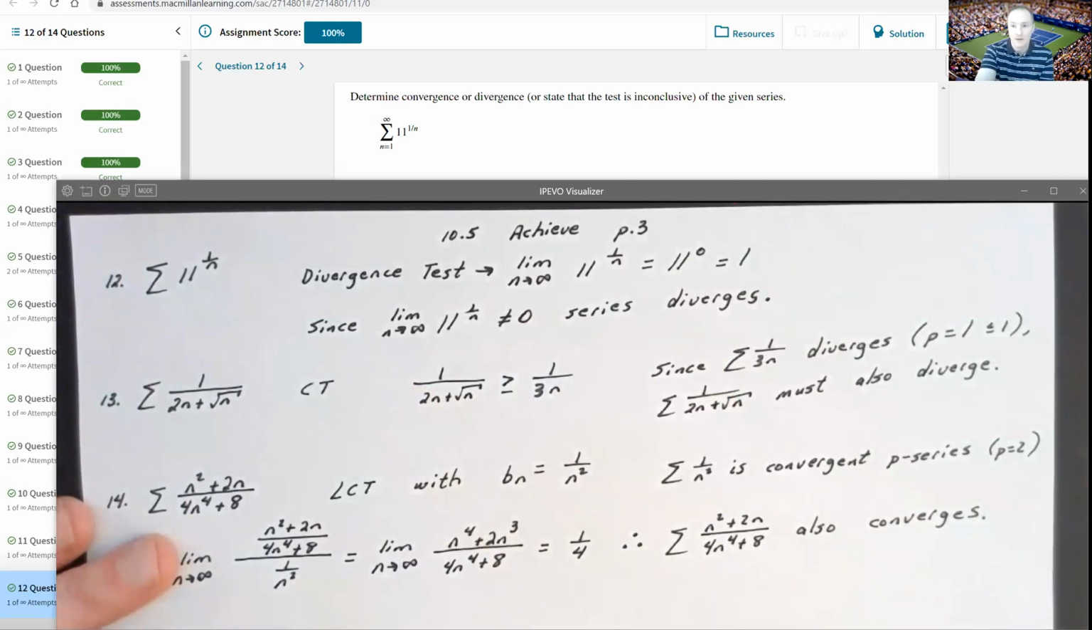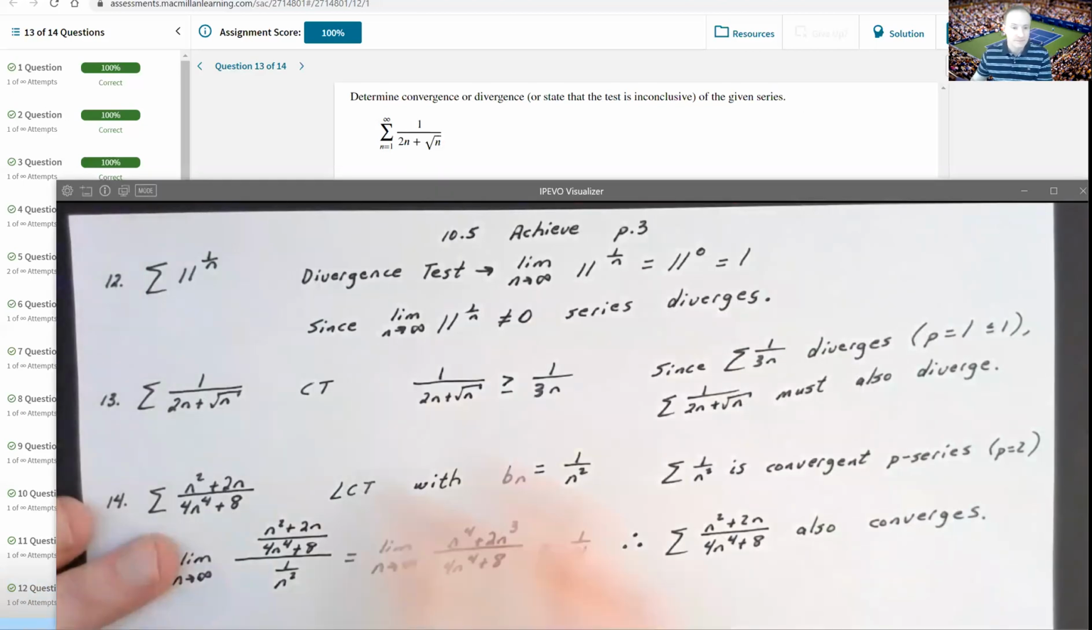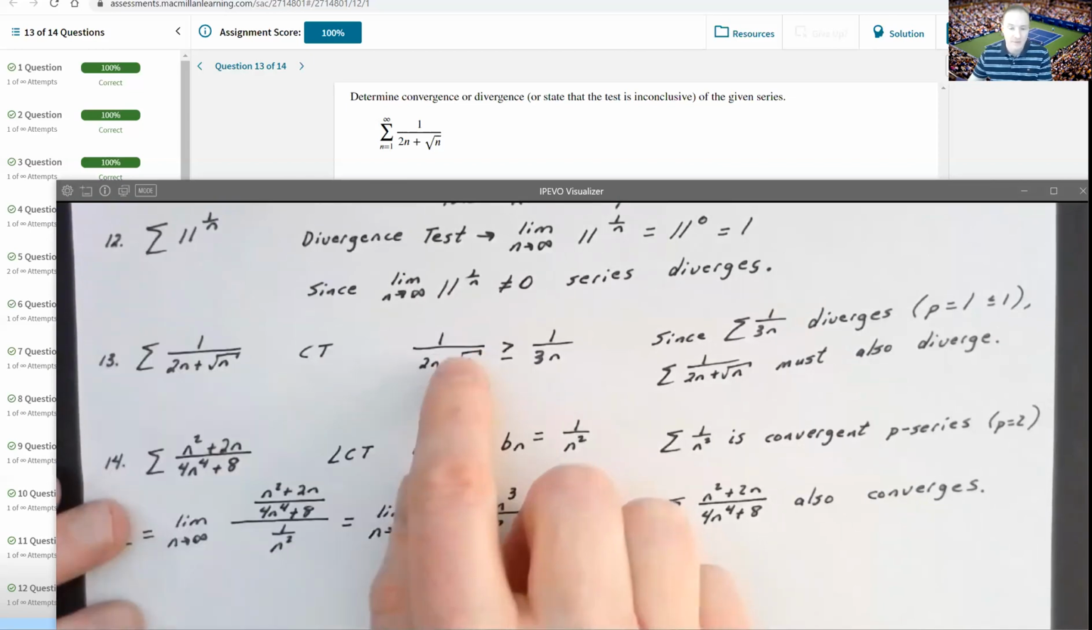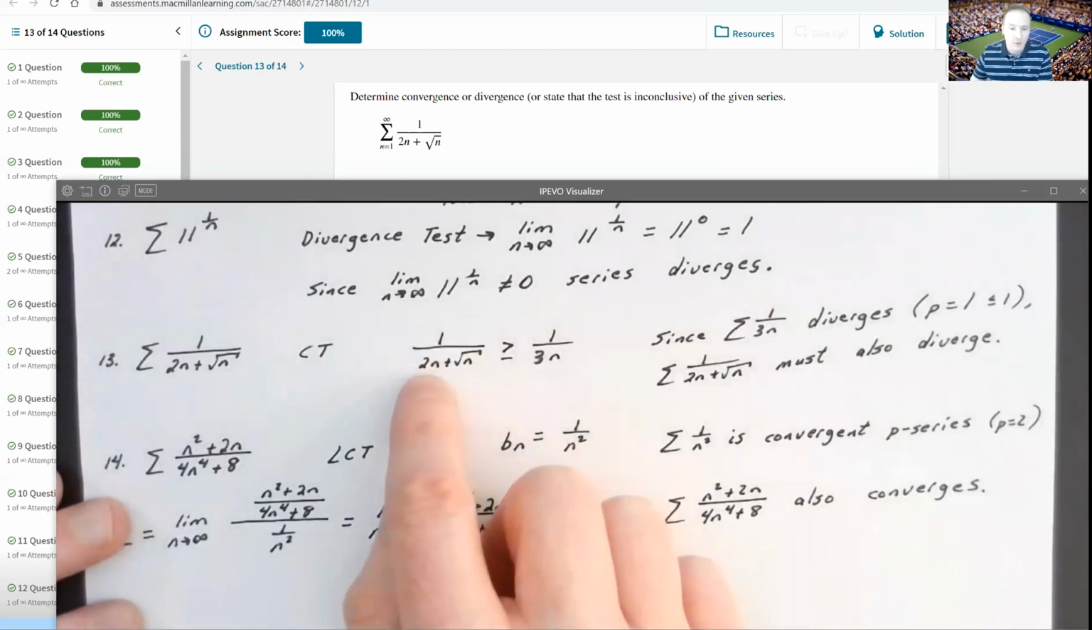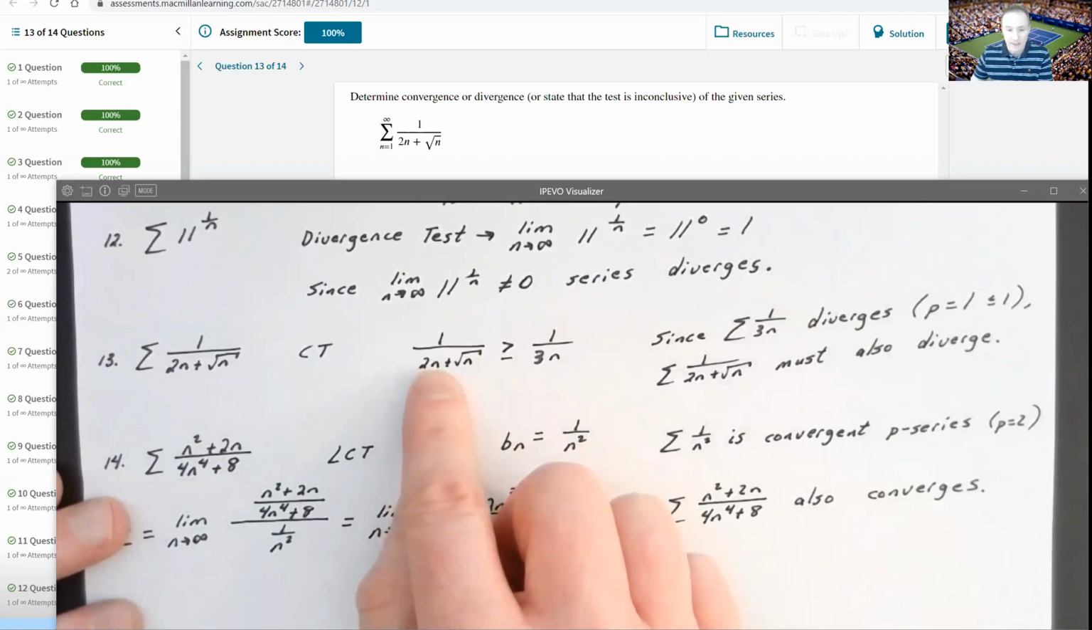And then if I look at the next question here, number 13, you can see, again, I put that this one diverged. Why does it diverge? It gave me the series 1 over 2n plus the root of n. Now, what I chose to do with that, and there's tons of things you could have done with this one, I chose the comparison test. The reason I chose the comparison test is I thought of this right here. So I know that 1 over 2n plus the root of n. Keep in mind, as n is getting large, we know that the root of n is always going to be less than n.